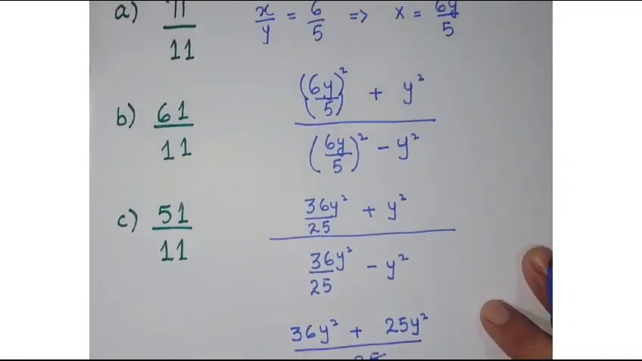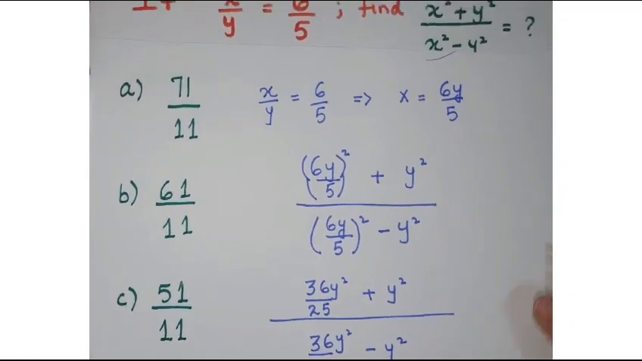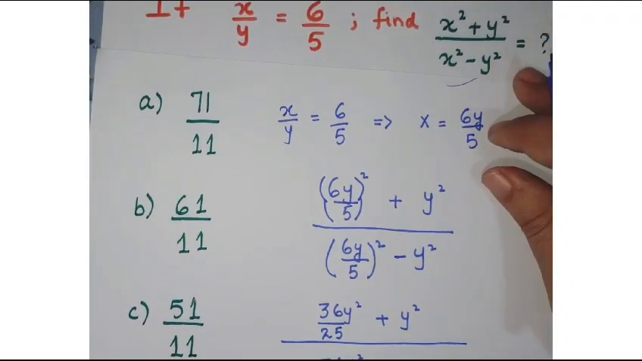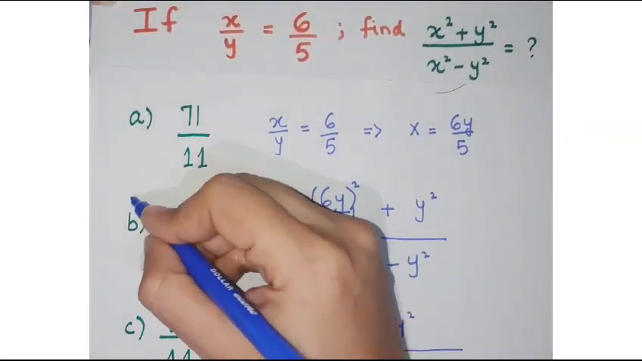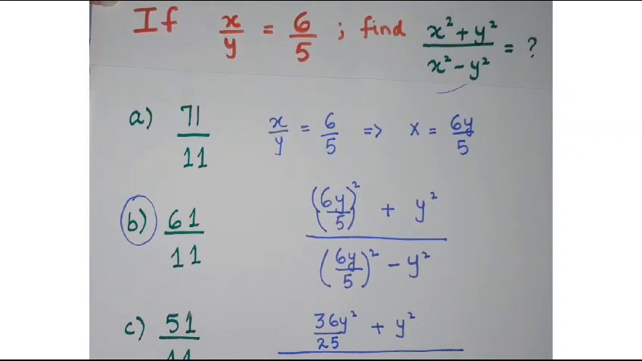So the correct option for the value of x square plus y square upon x square minus y square is option B. I hope you understand it.